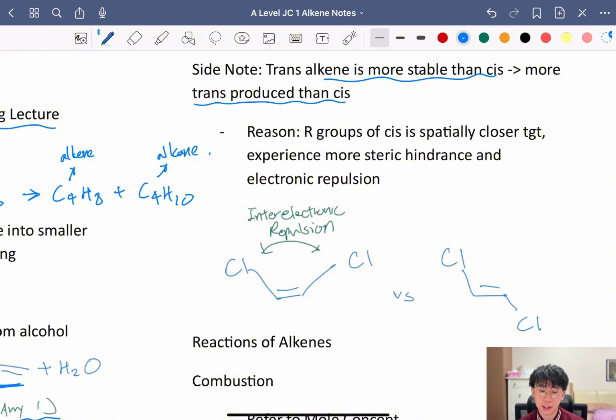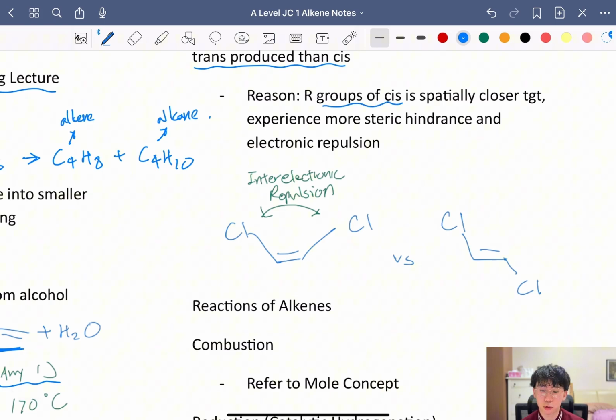And the reason for this is because the R groups of your cis product are spatially closer together, and therefore they will experience more steric hindrance and electron repulsion. Because of this, you would form this product more than the cis one, if ever you have the same number of R groups attached to the alkenes.